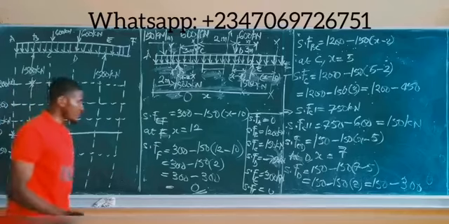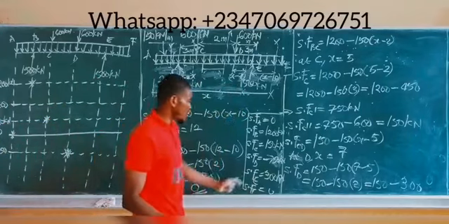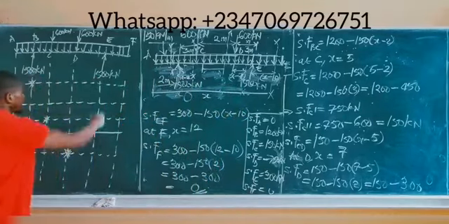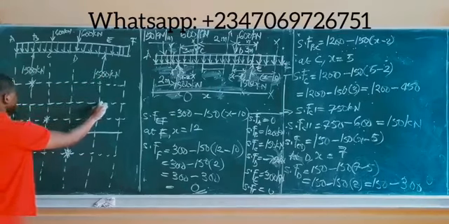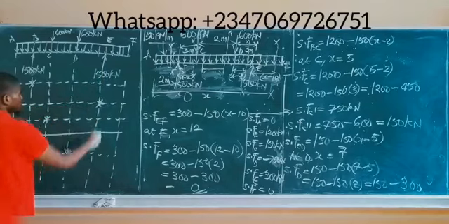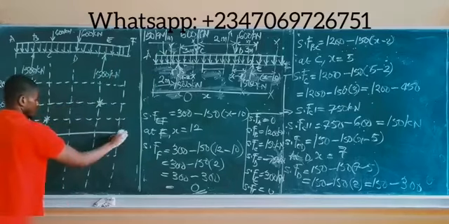To obtain shear force at point E, shear force at E is 300 kilonewtons. This is line E. This is 300 kilonewtons. This is where they meet, so you simply asterisk. Okay. Finally, shear force at F is 0. This is line F. This is 0 mark.